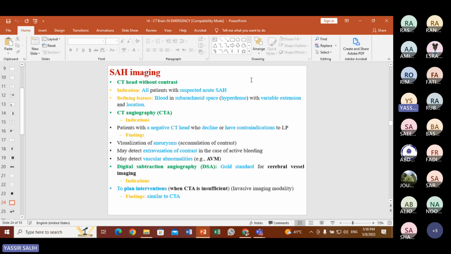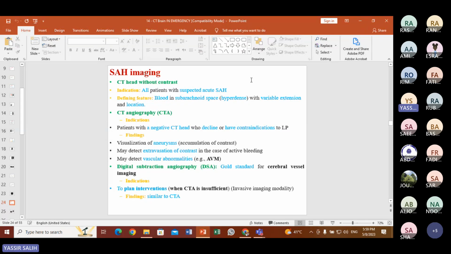So to conclude this slide, any patient who presents with suspected subarachnoid hemorrhage, you have to do a CT. If it demonstrates subarachnoid hemorrhage, which is blood in the subarachnoid space, then we start the management. But if it is normal, or the patient is deteriorating and it is highly suspicious of subarachnoid hemorrhage, we also do LP. If LP is contraindicated, we do CT angiography to look for signs such as an aneurysm, arteriovenous malformation, or extravasation of contrast.